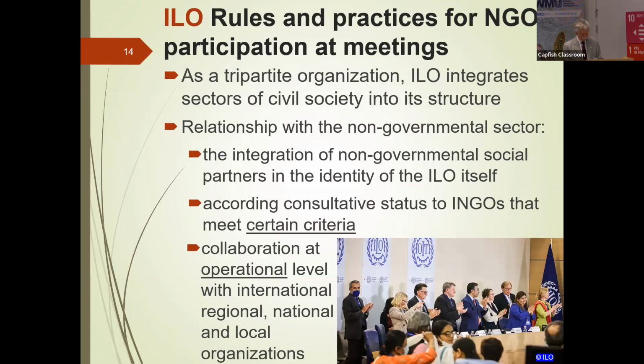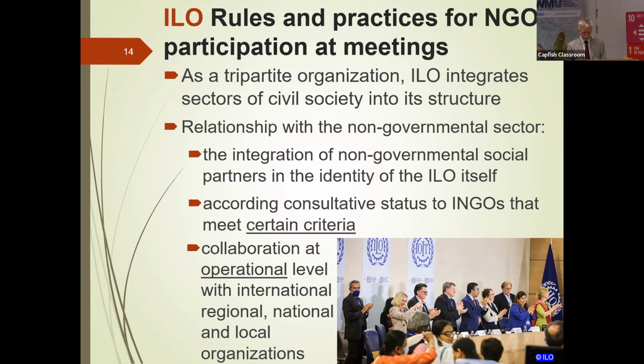Now ILO. As a tripartite organization, ILO does not simply collaborate with non-governmental organizations, but actually integrates sectors of civil society into its structure. It is tripartite, and I'm sure Brant Wagner, who was here 2 days ago, would have explained this much better than I can do. Tripartite means that the representatives of workers and employers' organizations can participate on an equal basis with governments in the ILO governance structures.